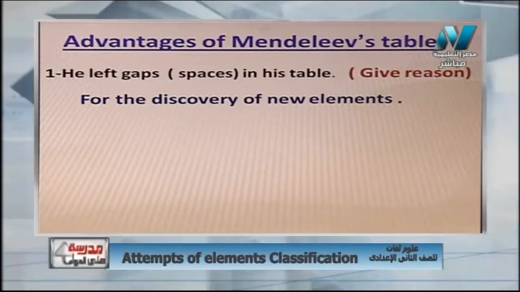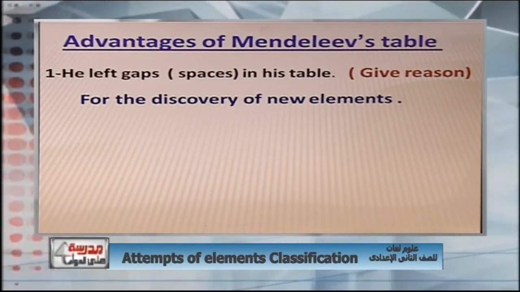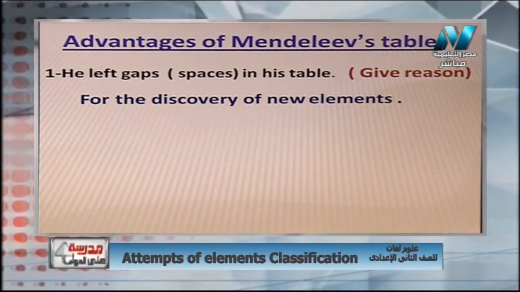Now, why did he leave this space empty? There is no card. So the scientists who come after him will discover this new element, which has this atomic weight that he did not have at this time. So why he left the spaces, or gaps, in his table: this missing part is for the scientists to predict or to discover the new elements following him. And this is an important reason why Mendeleev left gaps or spaces in his table: for the discovery of new elements, or we can say for the following scientists to discover the new elements.